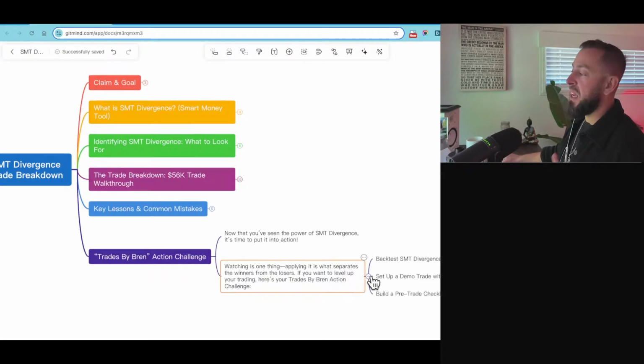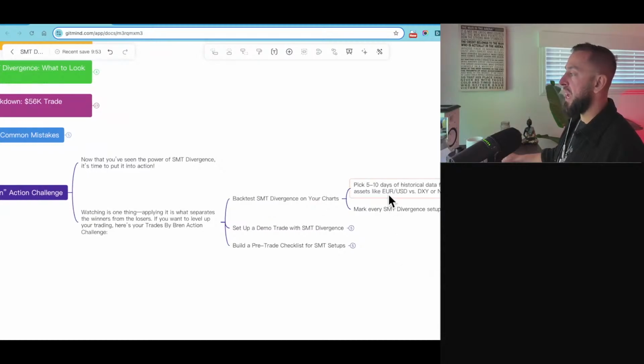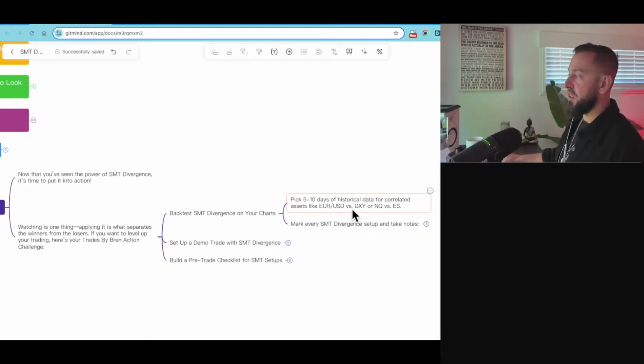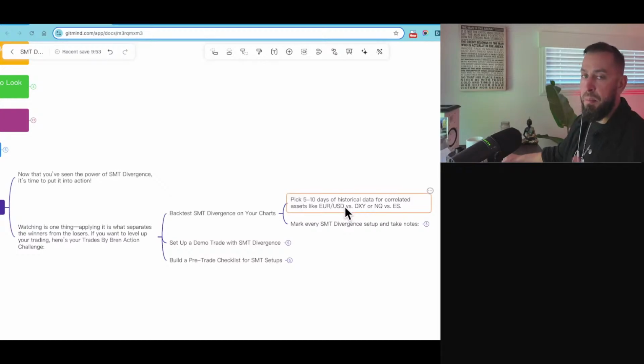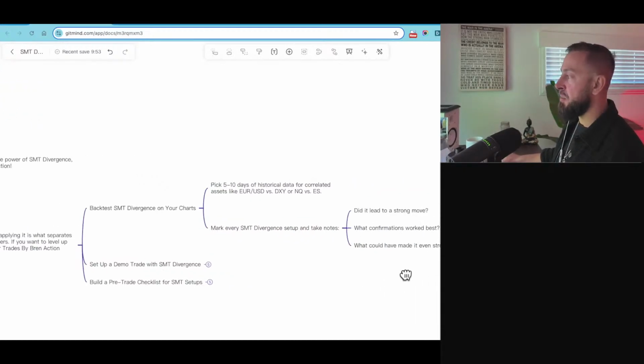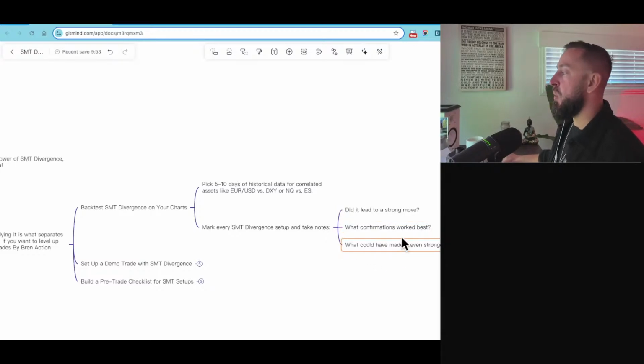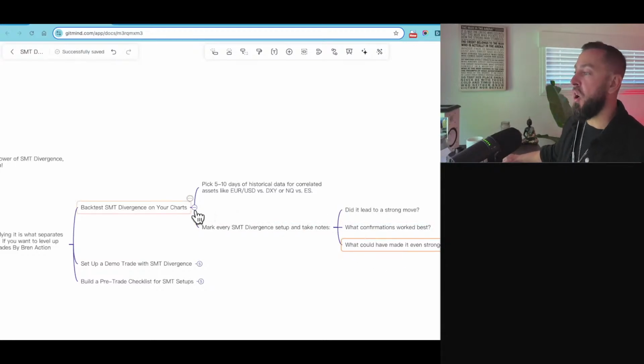So level up, take on the action challenge, and do these 3 things. Number one, backtest the divergence strategy on your chart, okay? Pick 5 to 10 days of historical data for correlated assets. Here's an example. Pick your favorite. Then mark every divergence setup and take some notes and ask yourself the following questions. Number one, did it lead to a strong move? Number two, what confirmations worked best? And number 3, what could have made it even stronger?